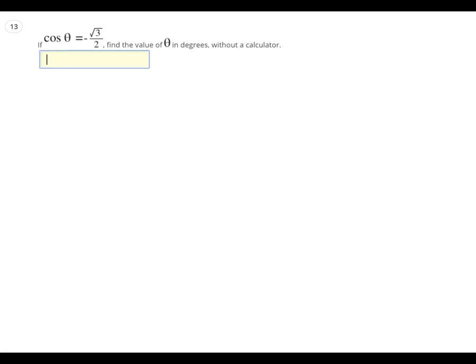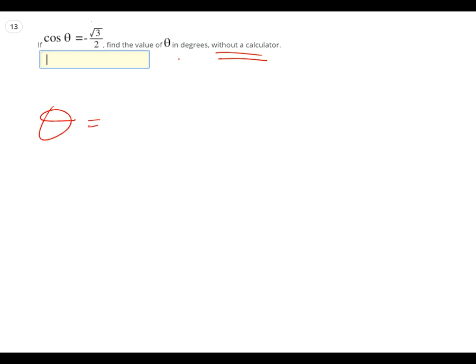Okay. 13. We're only doing 3 more here. It says we aren't using a calculator. What does that mean we're going to use on this problem? That's a unit circle value, isn't it? So is cosine the x values or the y values? Yeah, it's the x values.